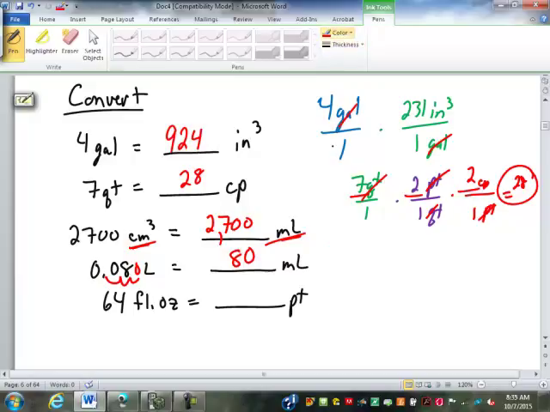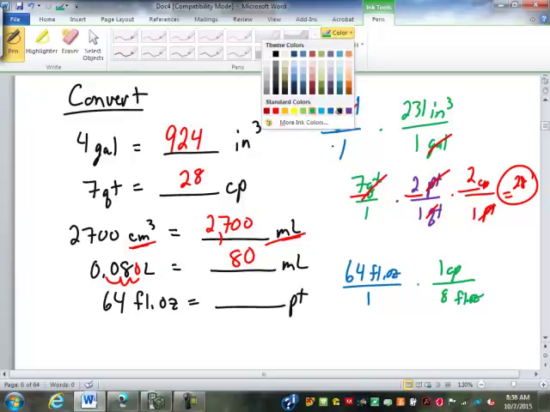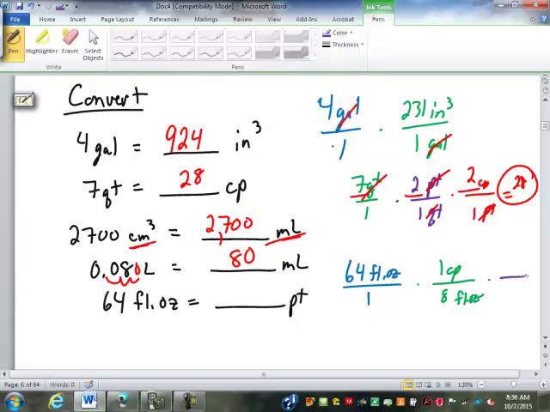Fluid ounces into pints. Again, I don't have a direct conversion from fluid ounces into pints. But I do know that 1 cup is 8 fluid ounces, and that it takes 2 cups to make a pint. So the fluid ounces cancel out, the cups cancel out, and we will be in pints. 64 divided by 8 is 8, divided by 2 is 4. There are 4 pints in 64 fluid ounces.